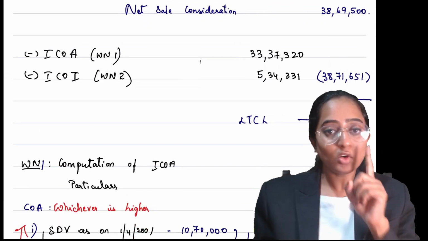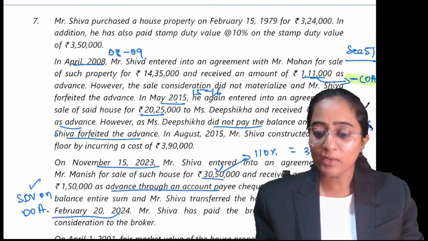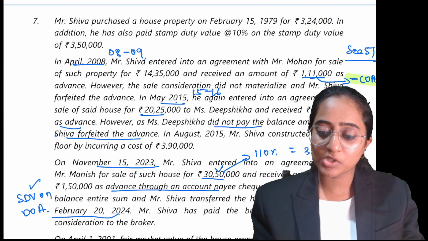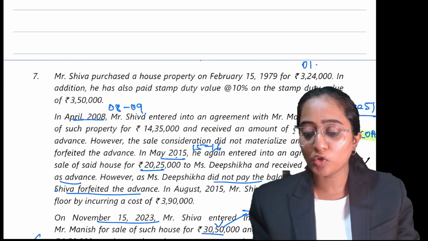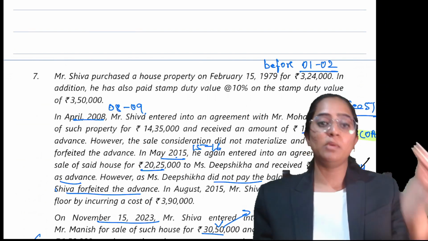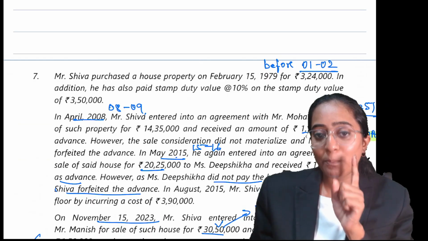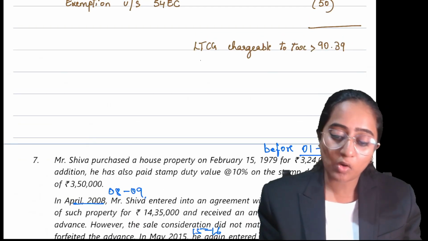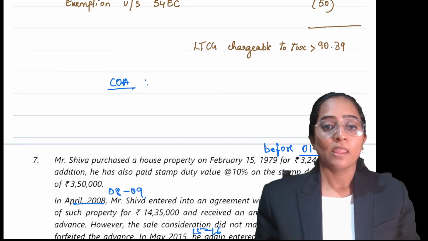Now, when you're considering your cost of acquisition, people remember the provision. When was this asset purchased? This asset was purchased on or before, that is, if this asset was purchased prior to 1/4/2001. It means if you purchase your asset, that is your cost of acquisition as per the concept of cost of acquisition section.